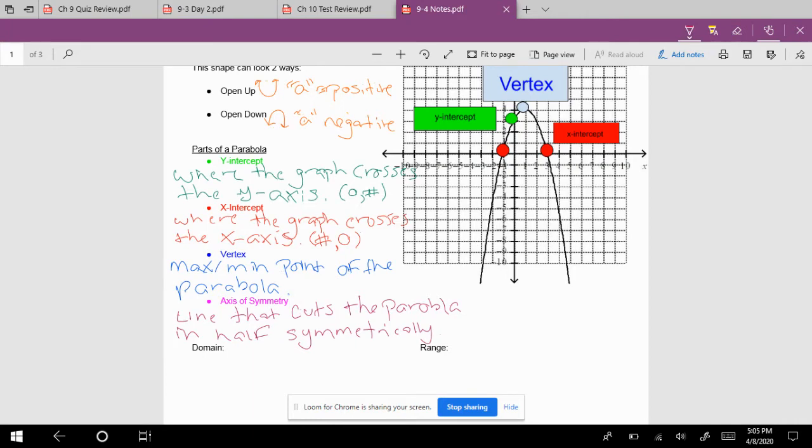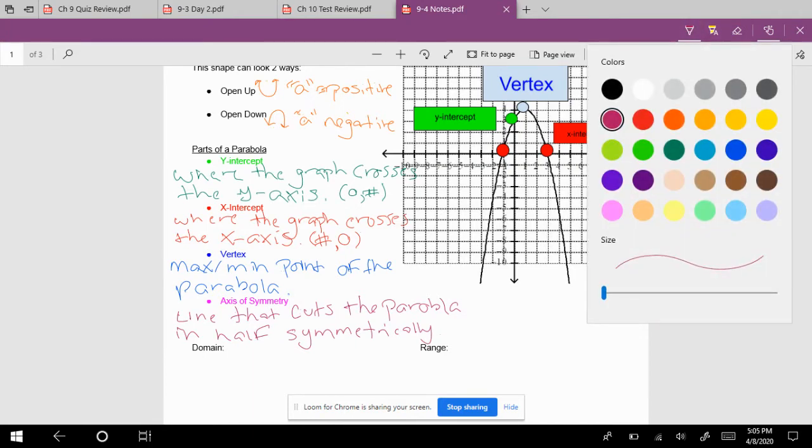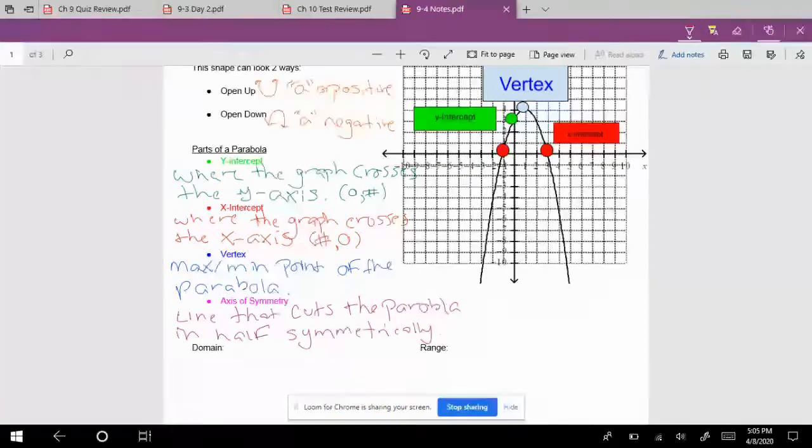Okay, so that was not on this graph, so we're going to draw it on here, and I'm going to make my line much thicker. The line that would make this cut in half vertically would be this line right here. And we represent it with a dashed line because it's not part of the graph, but it is a line that we want to recognize. Okay, so that would be the axis of symmetry.